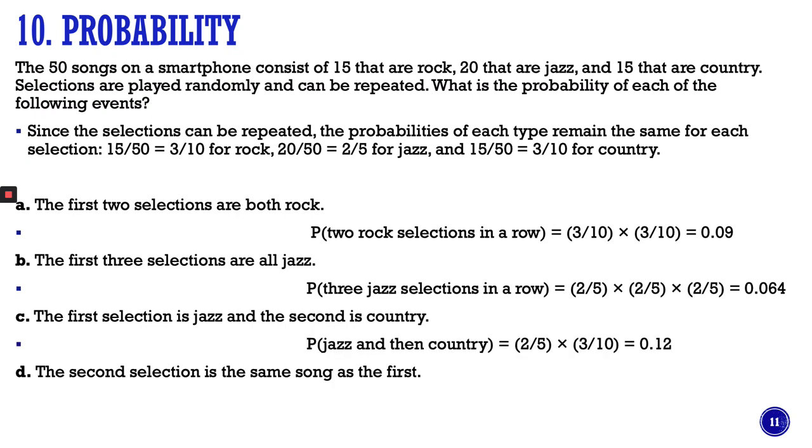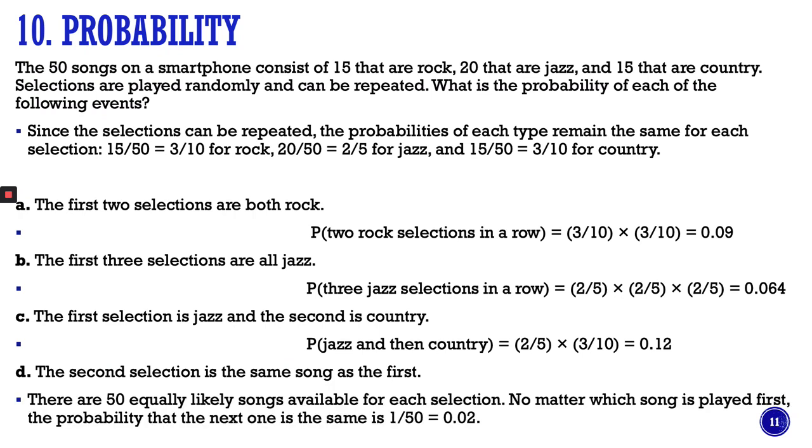The first selection is jazz and the second is country. Well, that's the probability of jazz times the probability of country, which is 2/5 times 3/10, which equals 0.12. The second selection is the same song as the first. Well, there are 50 equally likely songs available for each selection. No matter which song is played first, the probability that the next one is the same is 1 out of 50, which equals 0.02.